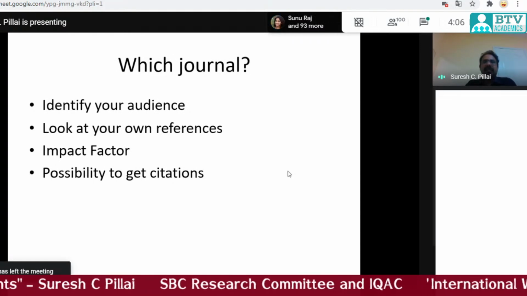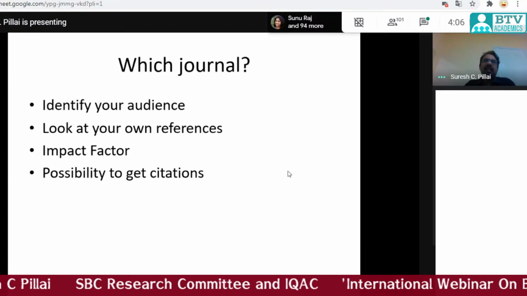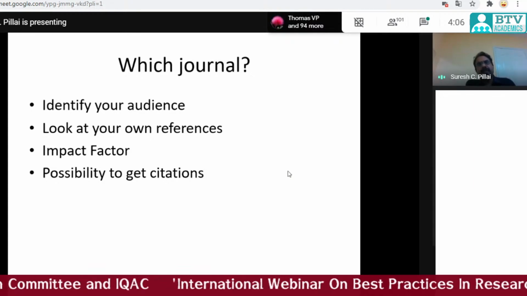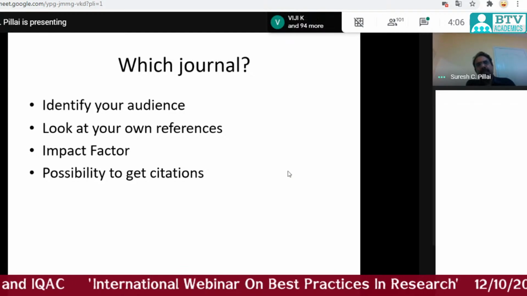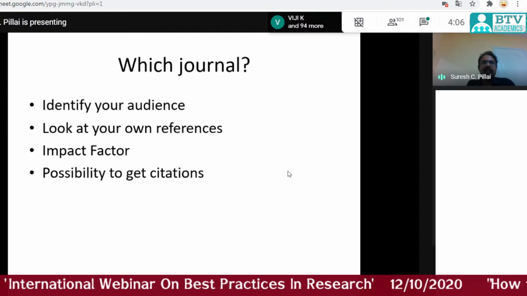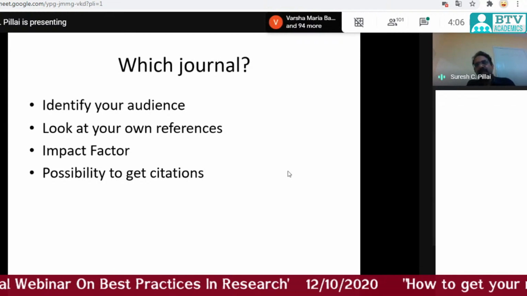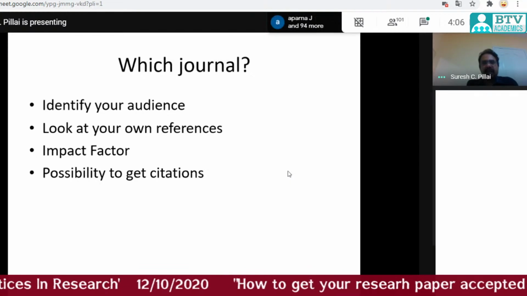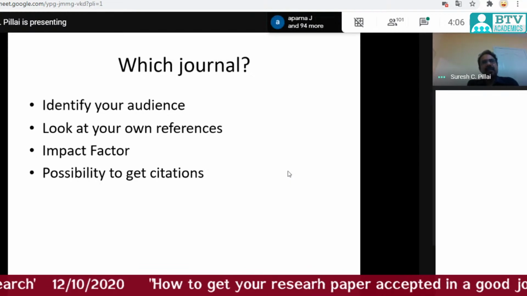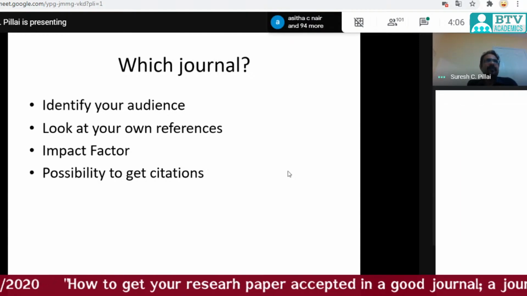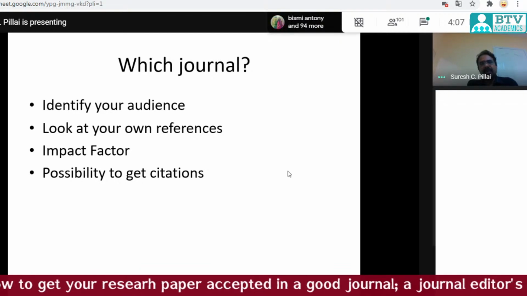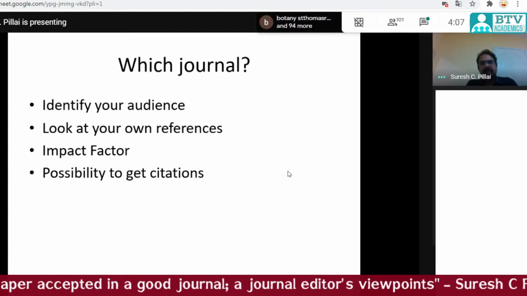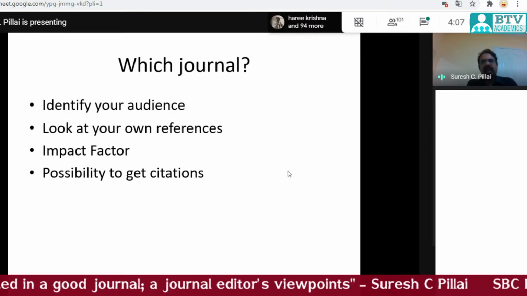And you need to identify the audience before you even think about which journal you should be considering to send it to. Identify your audience. Who will read your paper? Look at your own references, and that will give you an idea where your peers have previously published. If you have Journal of Material Science cited 10 times in your paper, that may be the right choice, or a similar journal, or Materials Chemistry, or Chemical Engineering Journal. Then you can look into the impact factor of the journal, and also the possibility of getting more citations.